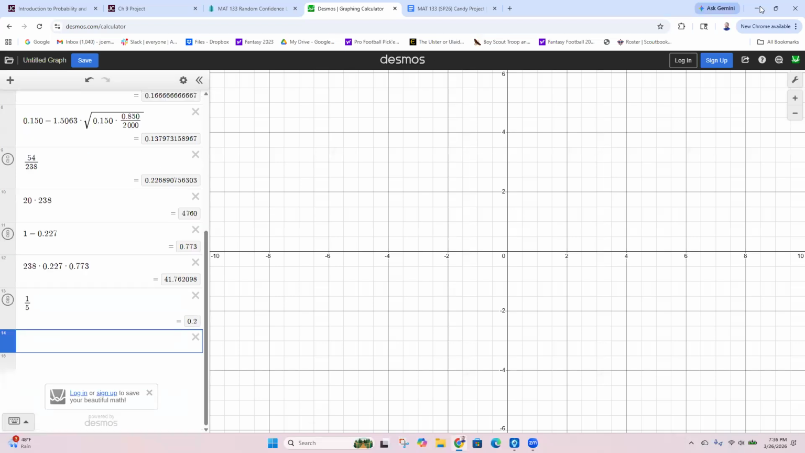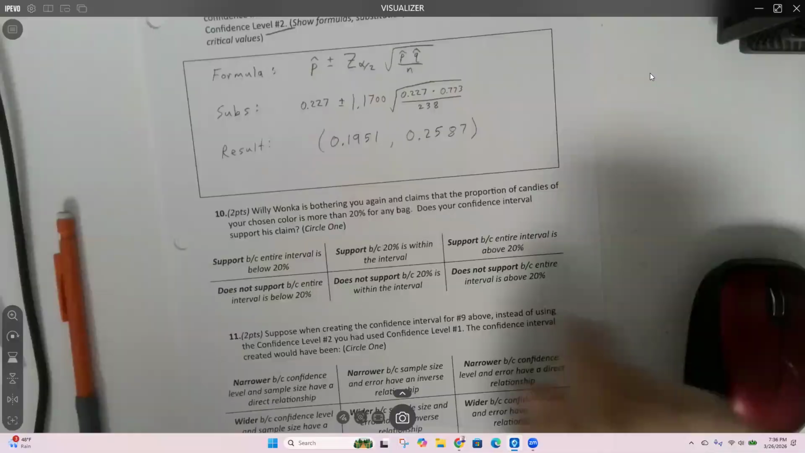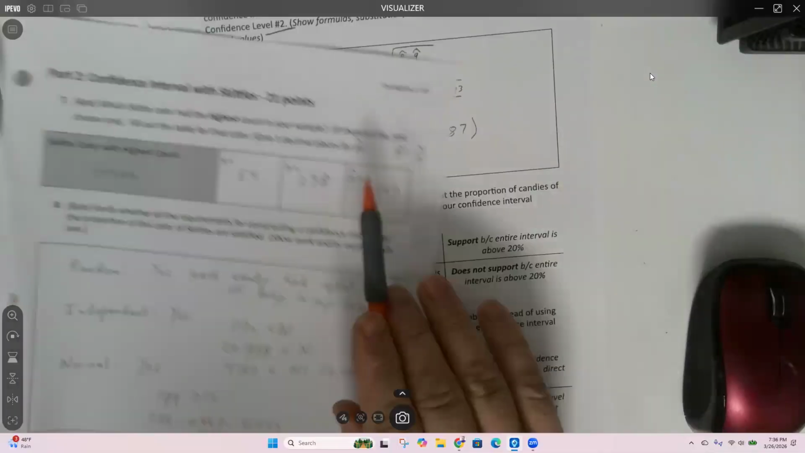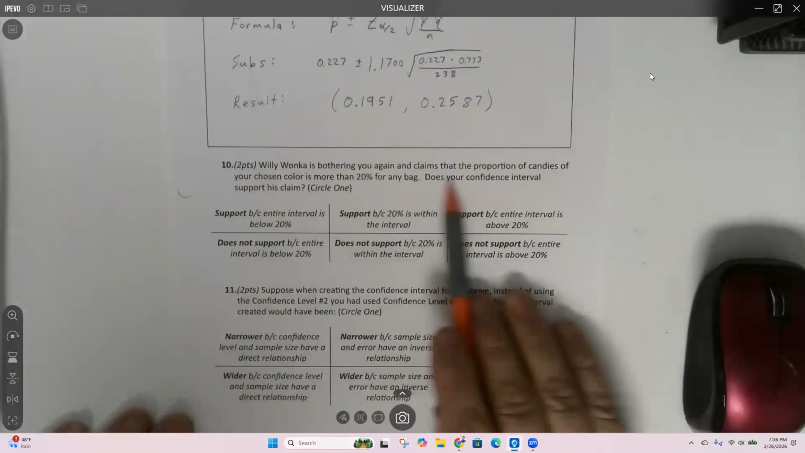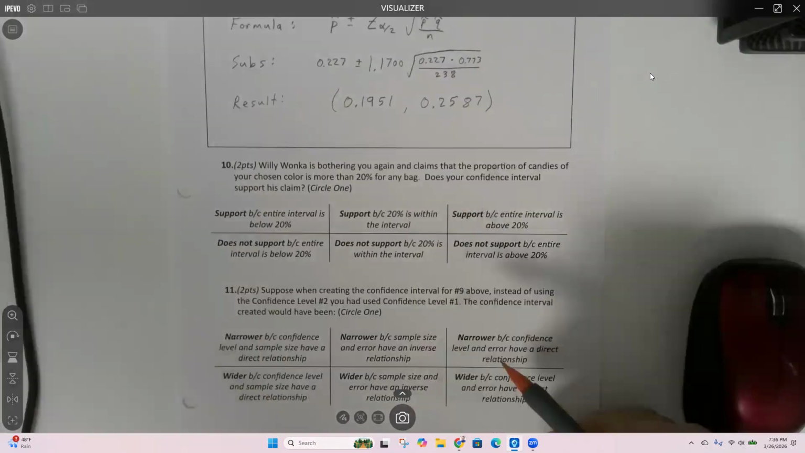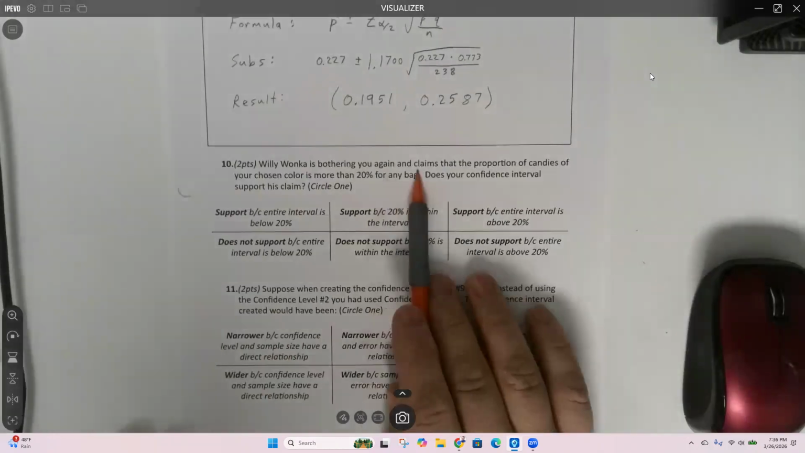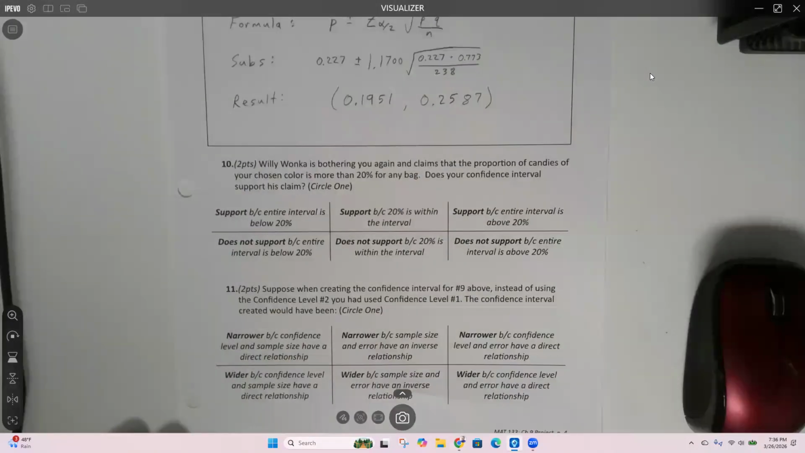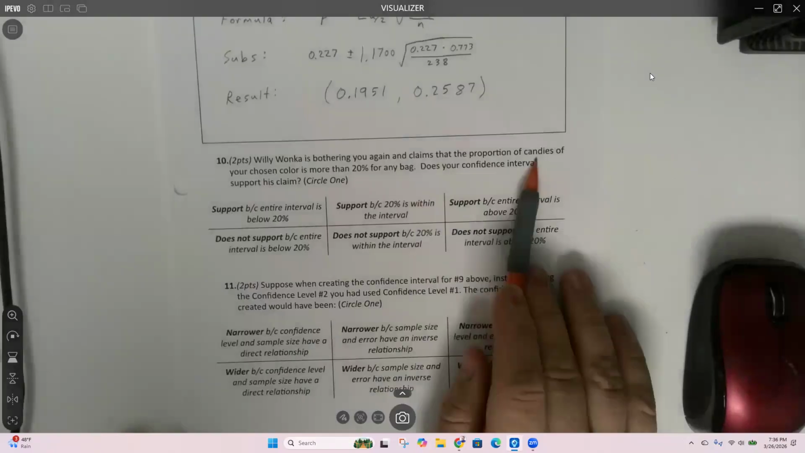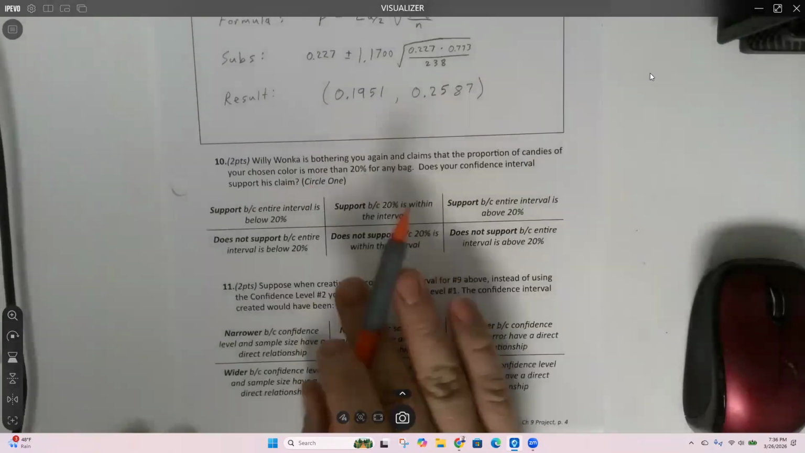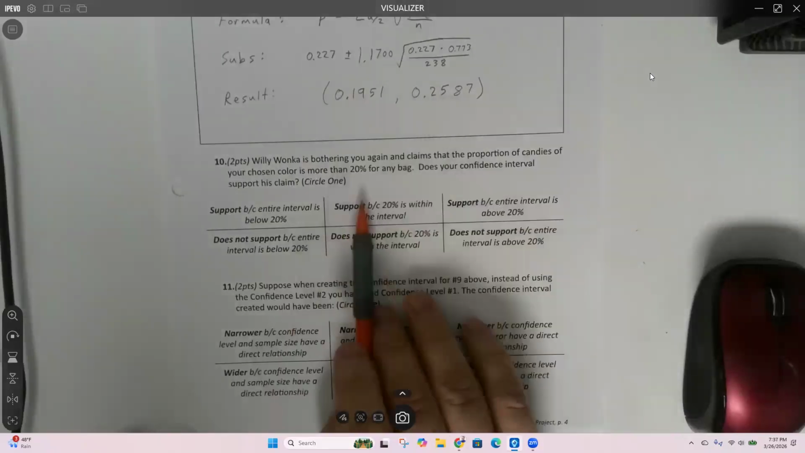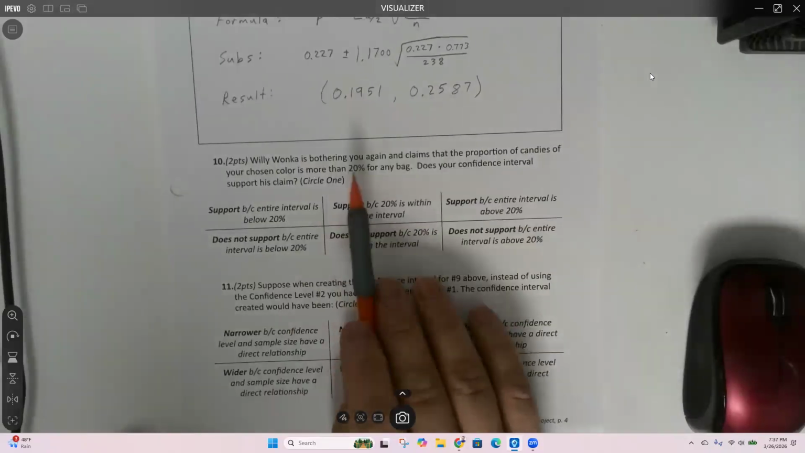Right? So I'm close to 20%. I'm not dead on, but I'm close enough. Willy Wonka is bothering you again, and he claims that the proportion of candies of your chosen color is more than 20%. So, in other words, he's claiming that there's something weird going on at the Skittles company, and they're actually making not the same amount of greens, they're making more greens than all the other colors. And so we're going to check and see if that's true.